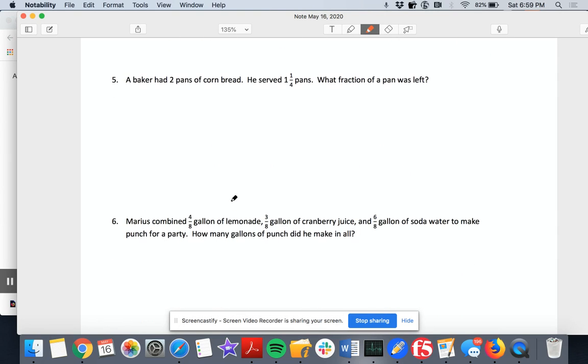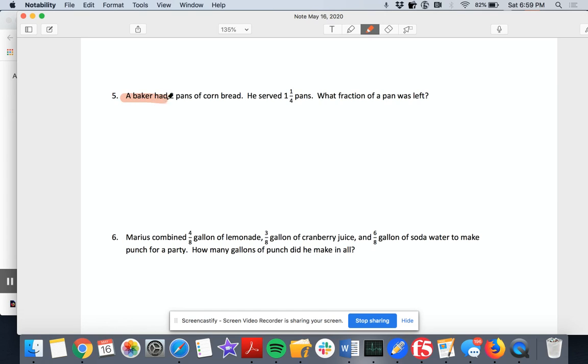So number 5, a baker had 2 pans of cornbread. He served 1 1/4 pans. What fraction of a pan was left? So I'm going to highlight my key terms. So he had 2 pans. Then he served 1 1/4 pans. And then how many was left over? Okay. So how many remained after he gave some, after he served some?